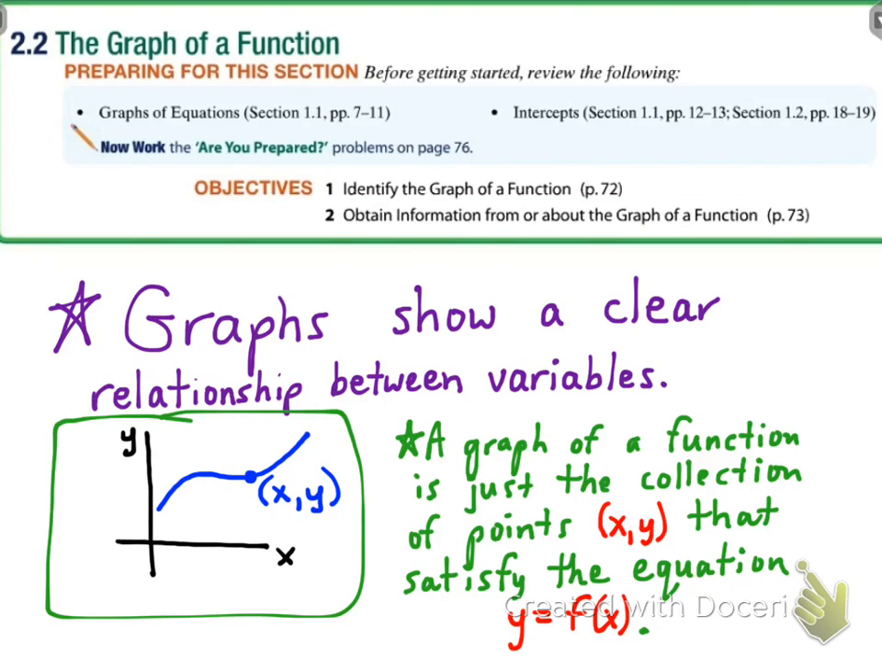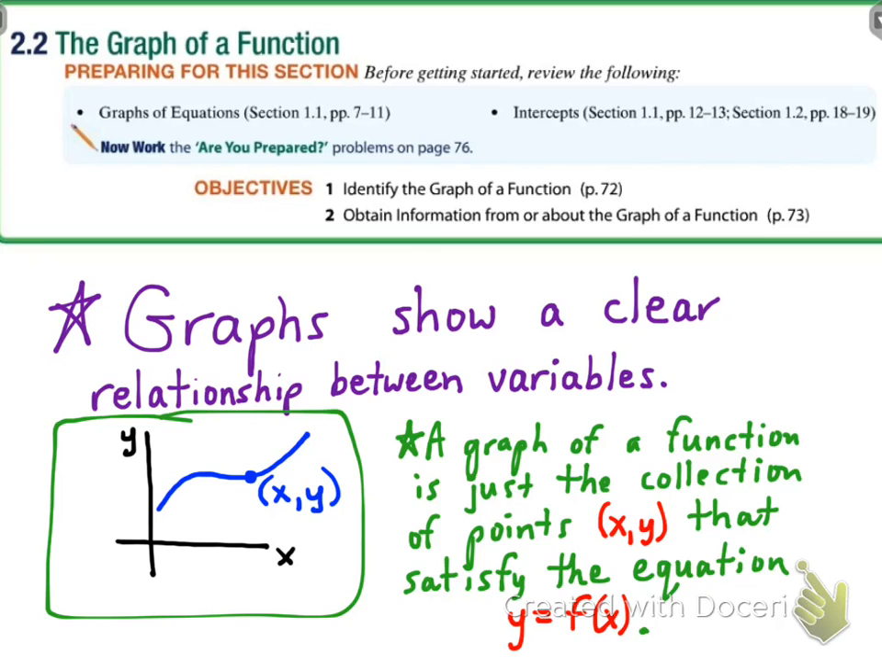One of my favorite sections in the book, section 2.2, we talk about the graph of a function. Graphs in general show a clear relationship between variables, but the graph of a function is just a collection of points (x, y) that satisfy the equation y equals f of x. I want you to keep those two concepts in mind: a graph is just a picture of all the ordered pairs that make the equation true. We're going to talk about that a lot.